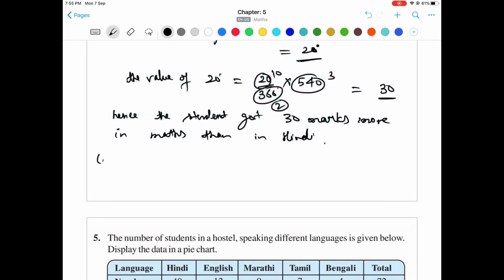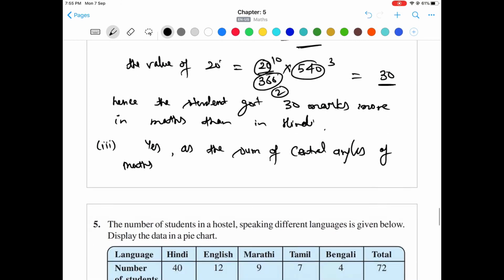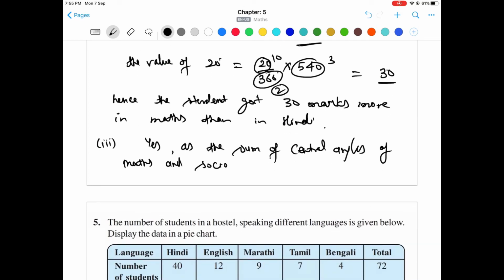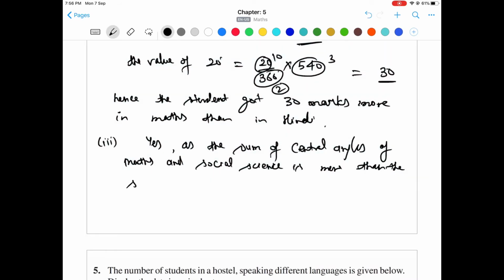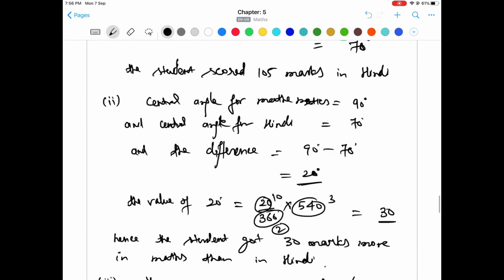So the answer for this one, you simply write yes, as the sum of central angles of maths and social science is more than the sum of central angle of Hindi and science.